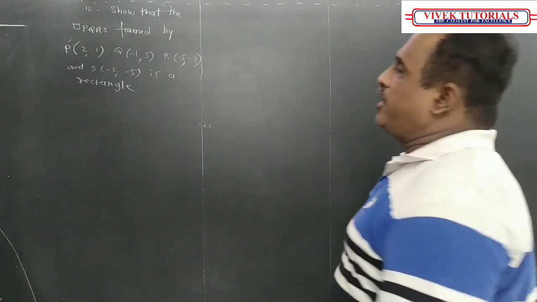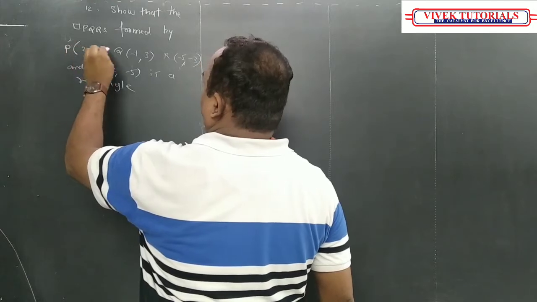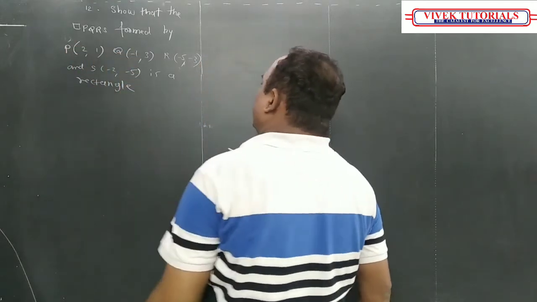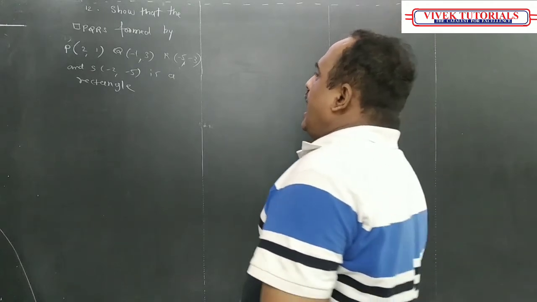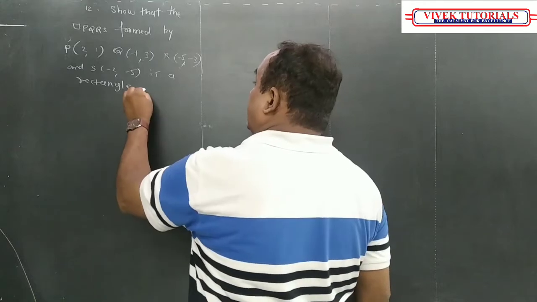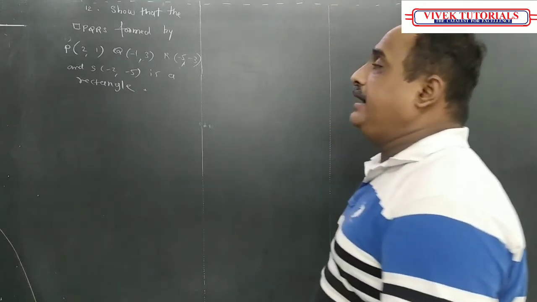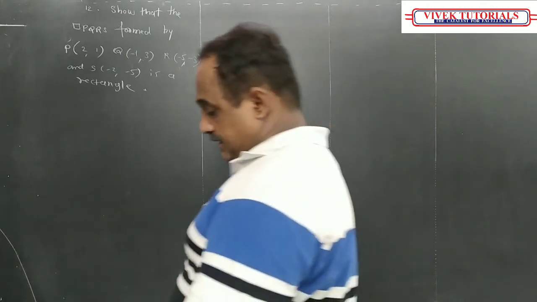Show that the quadrilateral PQRS formed by points P(2, 1), Q(-1, 3), R(-5, -3) and S(-2, -5) is a rectangle. हमें rectangle prove करना है. इसके पहले वाला हमने प्रूव कर दिया पैरेललोग्राम. पैरेललोग्राम के लिए मैंने दो टेक्निक बताया था.